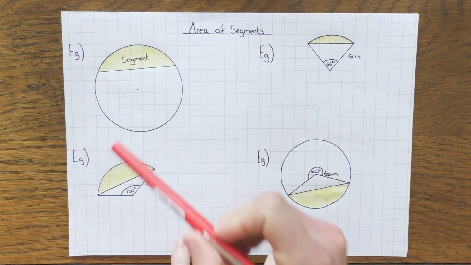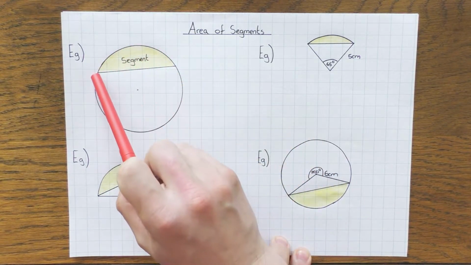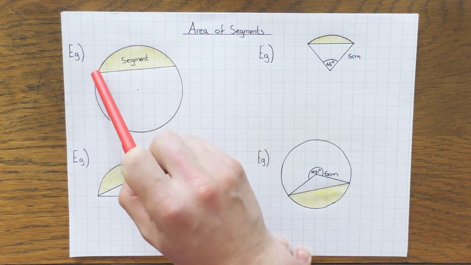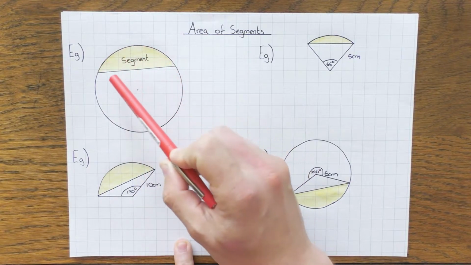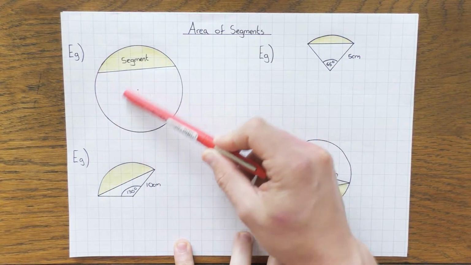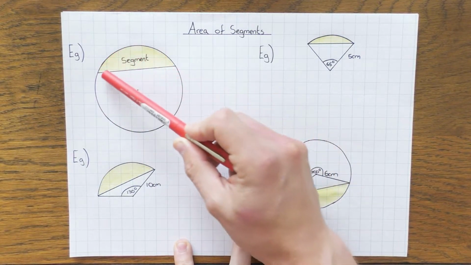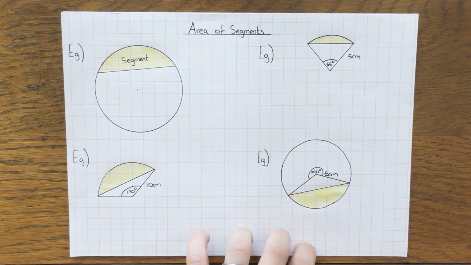Just a quick reminder, a segment is this area here. If you have a chord going from one point of the circumference to the other, the area above it we call the segment. Obviously this can also be a segment as well. This would be the major segment, this would be the minor segment, but this area is the one that's shaded and that's what we need to work out.